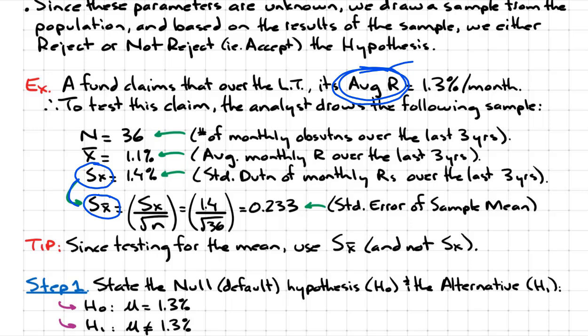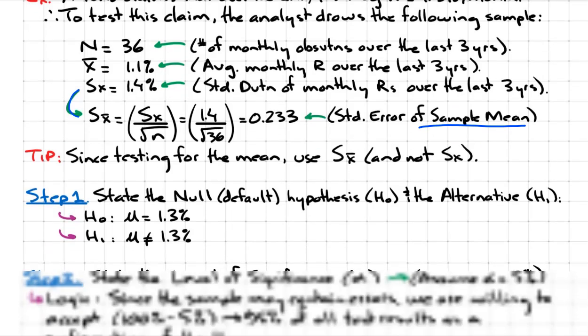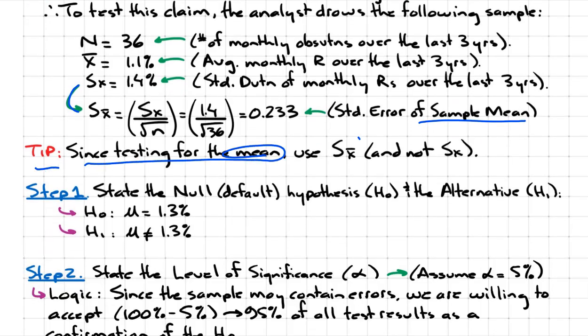Because if you don't convert it right away, a lot of candidates may end up using the 1.4 for the standard error, and of course that would be the incorrect answer. Instead, the standard error of the sample mean is 0.233. And again, this represents dispersion or error around the sample mean estimate, because you got to go back to the aerial view. You're drawing a sample, and samples have error. So how much error is there in this estimate for the sample mean? 0.233. All right, so let's continue. And there it is. It's a tip. Since we're testing for the mean, we use the standard error of the sample mean and not the standard deviation. Done.